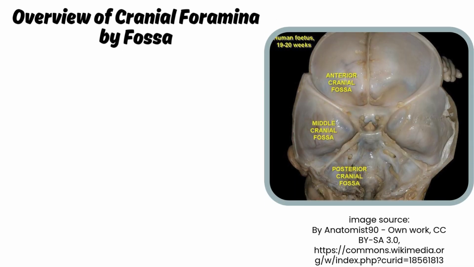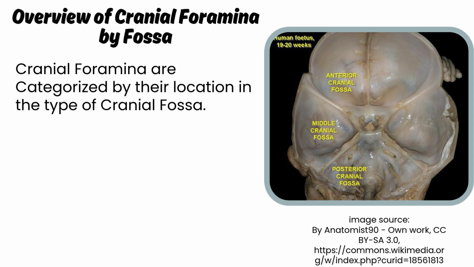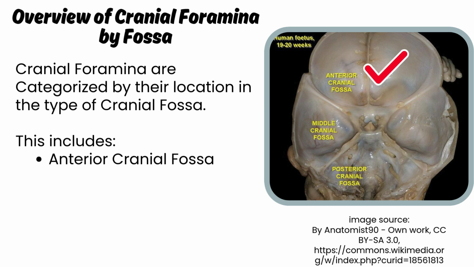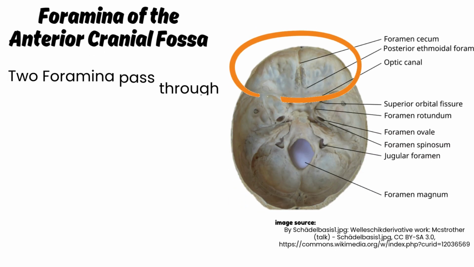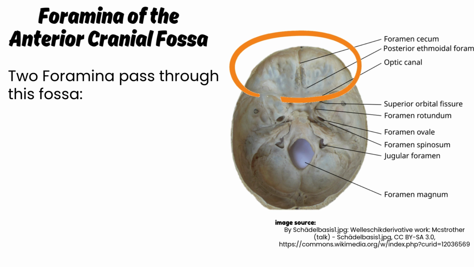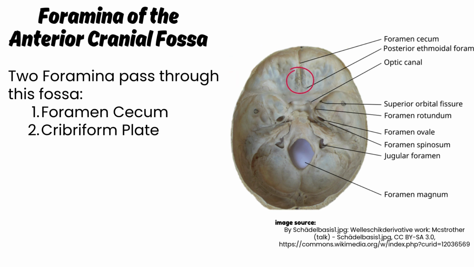Now we will have an overview of cranial foramina by fossa. Cranial foramina are categorized by their location in the type of cranial fossa. This includes the anterior cranial fossa, middle cranial fossa, and posterior cranial fossa. What are the foramina of the anterior cranial fossa? Two foramina pass through this fossa: foramen cecum and cribriform plate.